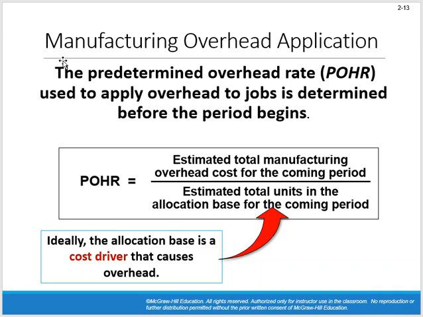So we're going to allocate MOH based on the predetermined overhead rate, which we call POHR, P-O-H-R. I know we needed more letters and acronyms in accounting, right? Well, there's another one. We're going to allocate MOH using the POHR. Sounds like we're speaking a foreign language, right? No, we're just speaking accounting. So we're going to use that POHR to apply overhead to jobs. But that predetermined overhead rate is going to be computed before the period begins. So we're going to be basing that on estimates.